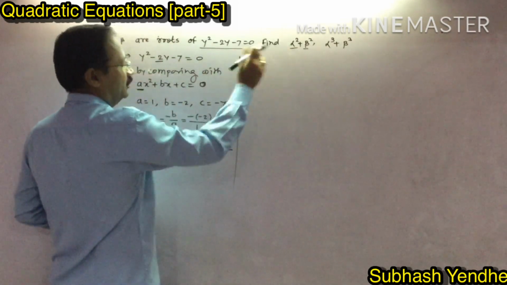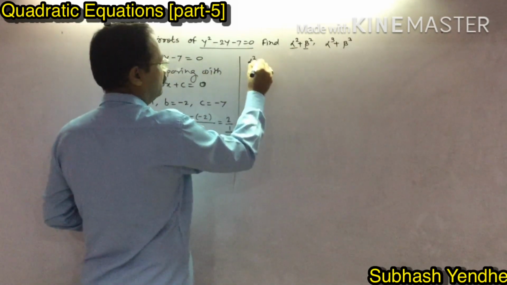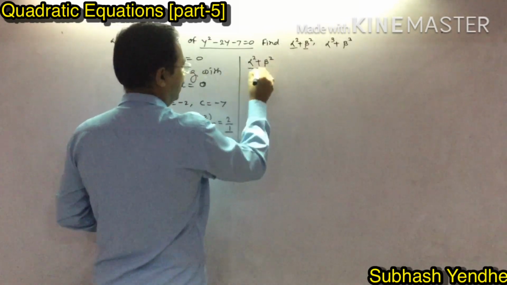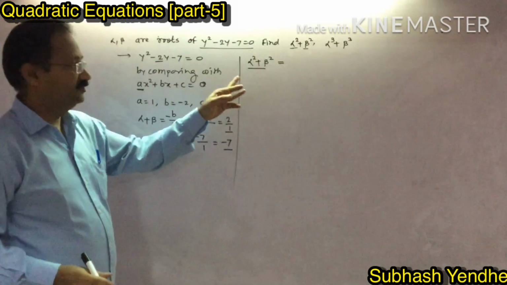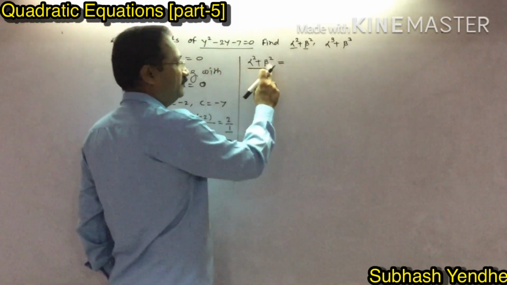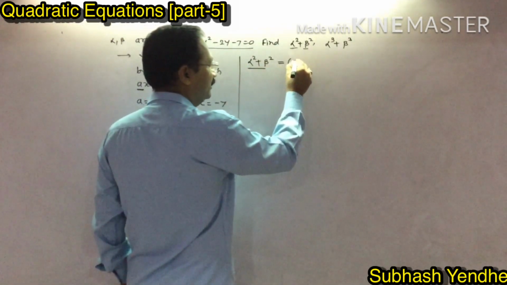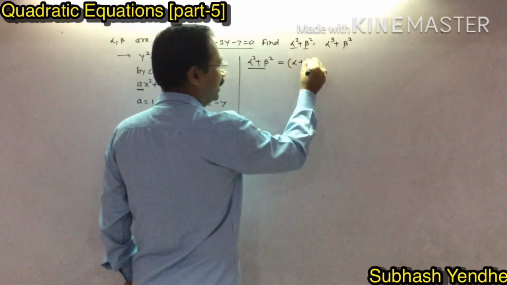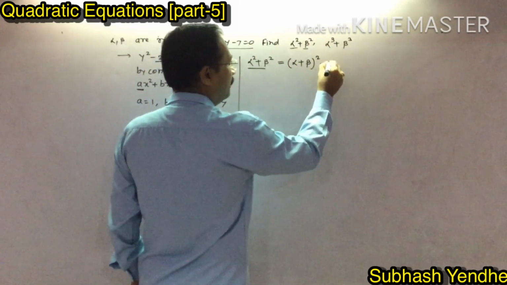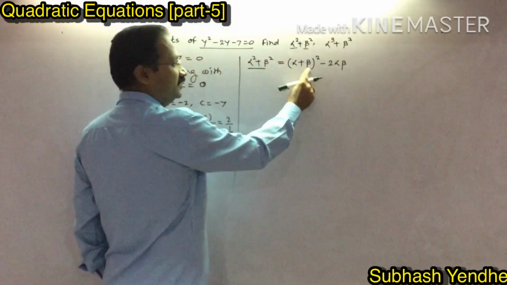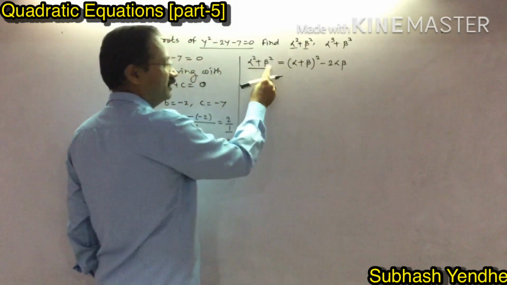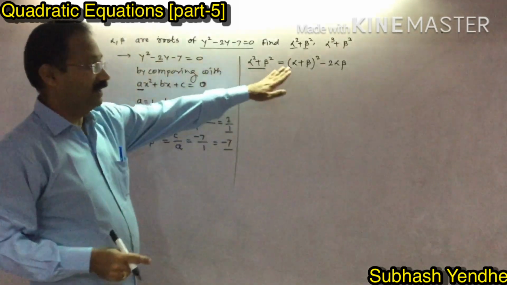Now you have to find out alpha square plus beta square. Remember that it has one formula that you have to memorize. Alpha square plus beta square will be factorized like this: alpha plus beta the whole square minus 2 alpha beta. This is the factorization of alpha square plus beta square that you have to learn by heart.